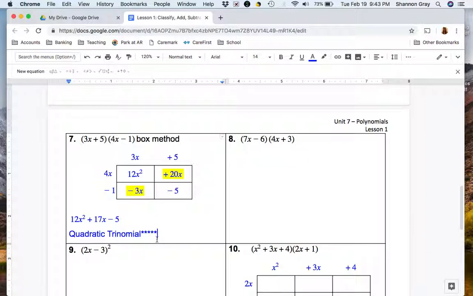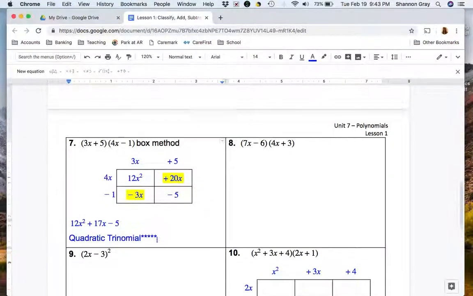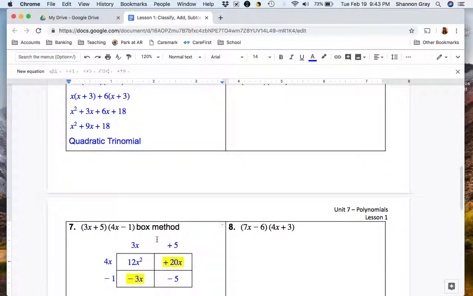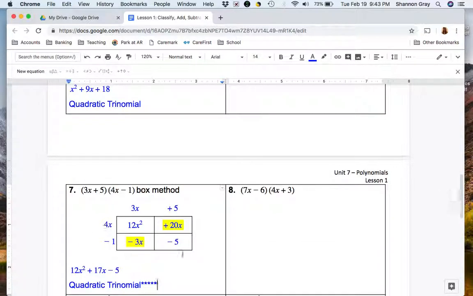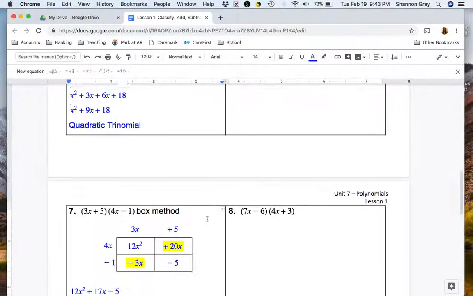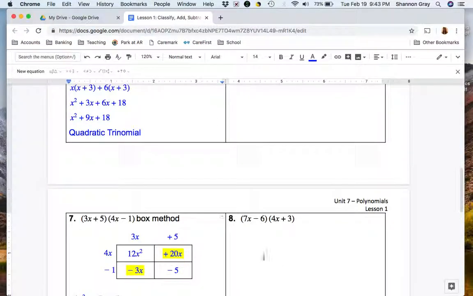So what I'm going to have you do now is pause for a little while. I want you to do number 6 and number 8, and I want you to try this strategy, the distributive property that we did first, and the box method that we did second. It doesn't have to be distributive here, box here, you can mix and match, but I do want you to get comfortable with both methods. So go ahead and pause.